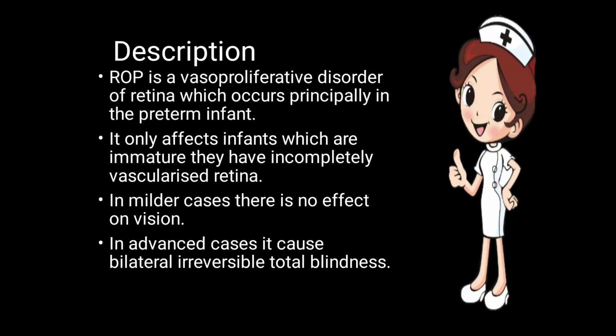In milder cases there is no effect on the vision, but in advanced cases it can cause bilateral irreversible total blindness. Bilateral means it affects both eyes, and irreversible means vision can't be reversed. Once the vision is gone, it is gone. We can't take it back, and it leads to the total blindness of an infant.